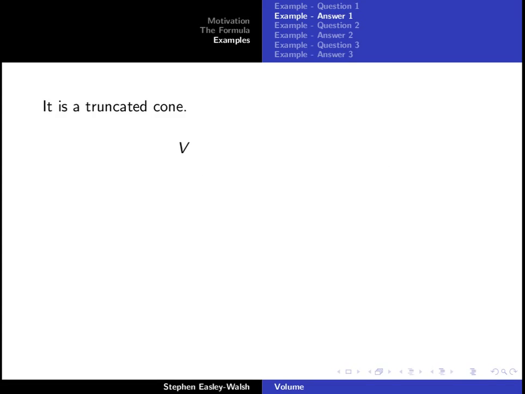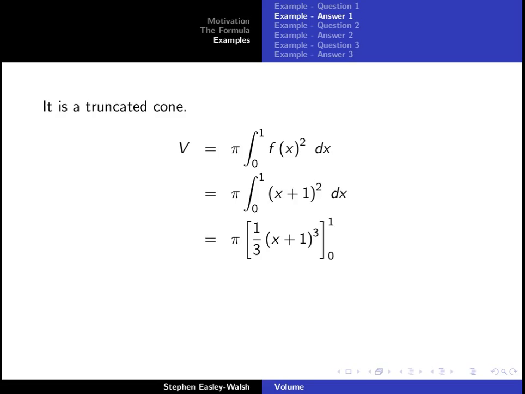The volume is given by the formula V equals pi times the antiderivative from 0 to 1 of f(x) squared dx. In this case, f(x) is x plus 1. Calculating the antiderivative by increasing the power and dividing by the new power, putting in the values of 1 and 0, gives us the answer of 7/3 pi units cubed. So this is the volume of the truncated cone.